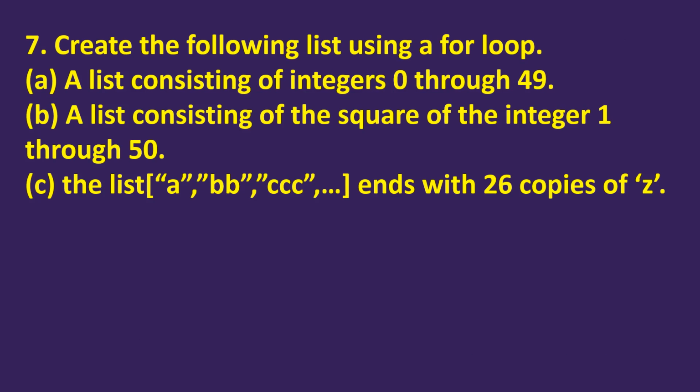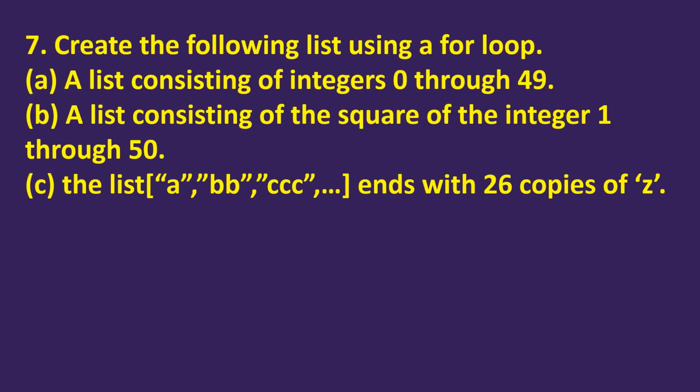Now create the following list using a for loop. First list which is consisting of integers starting from 0 to 49. Another list which is consisting of the square of the integers starting from 1 to 50. And another third list which is having elements like this.